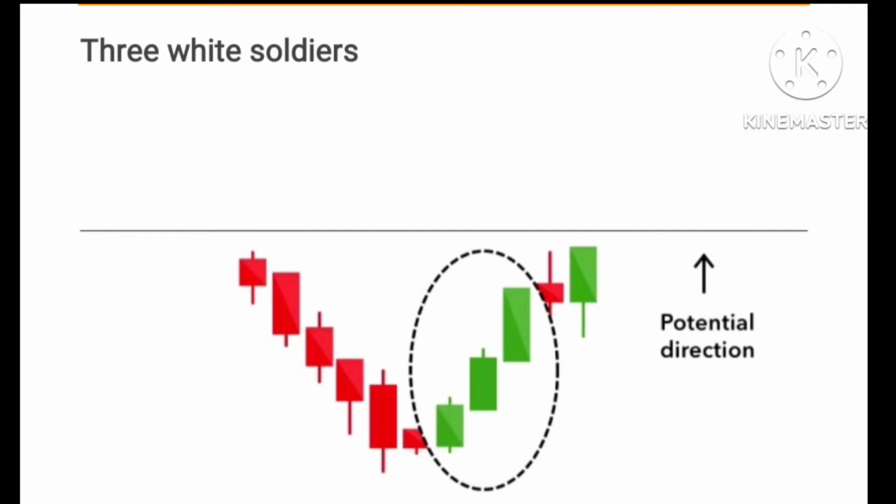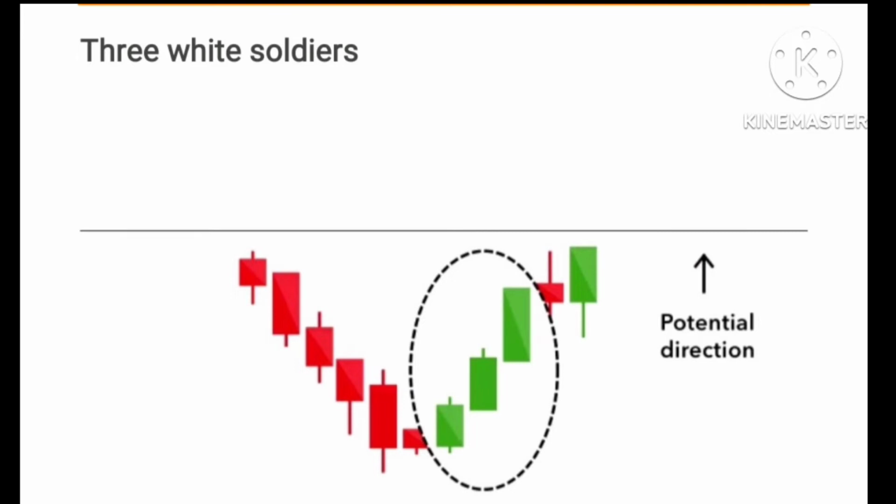You can see in the image the wicks are very small, and even the third candle doesn't contain any wicks. They open and close progressively higher than the previous day. It's like steps, opening higher than the previous candle, and it is a very strong bullish signal that occurs after a downtrend. You can see the downtrend on one side, and after that the three white soldiers pattern forms and shows a steady advance of buying pressure. You can see how buying pressure has developed, so you can go long on such a position.